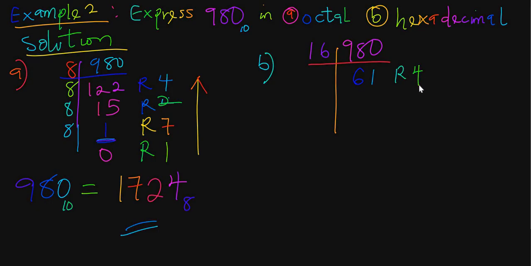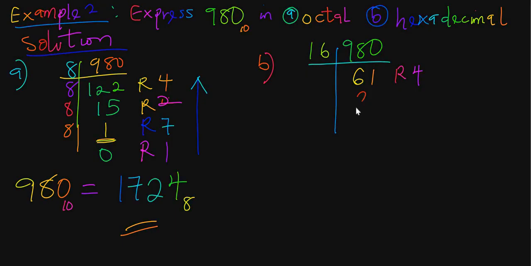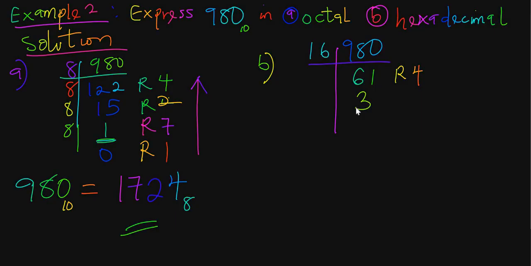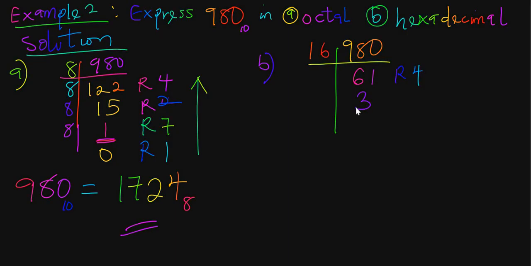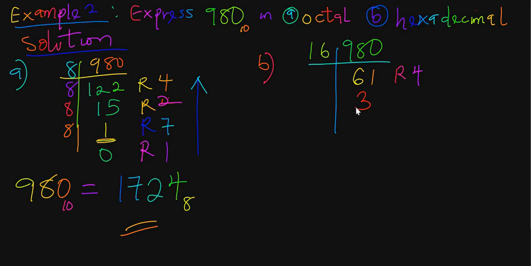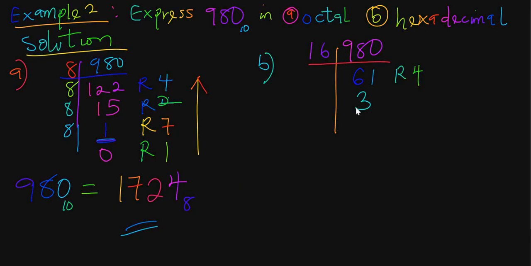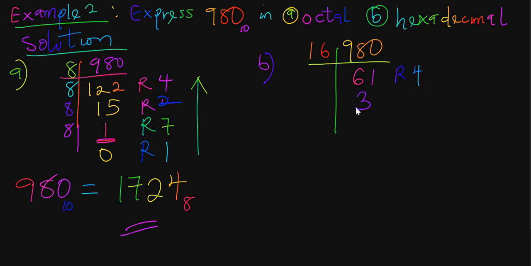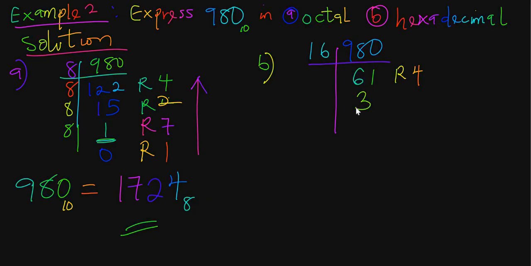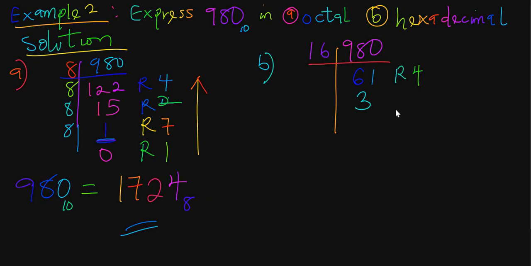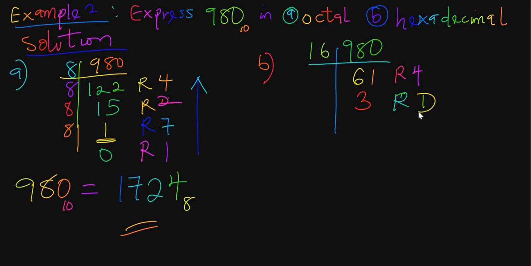Then 61 divided by 16 will give us 3. But the remainder is going to be 13. And don't forget, since we are doing base 16, a base that is greater than base 10, A represents 10, B represents 11, C represents 12, while D represents 13. Since 61 divided by 16 is 3, remainder 13, I'm not going to write 13. I'm going to use D, which is the representation of 13.